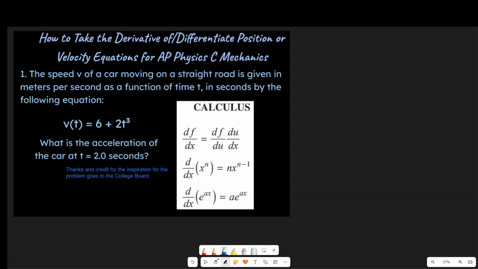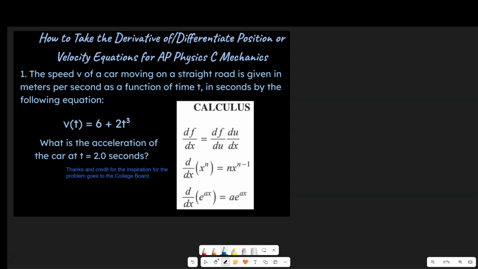This problem says the speed v of a car moving on a straight road is given in meters per second as a function of time t in seconds by the following equation. And then the equation is written out. What is the acceleration of the car at time equals 2 seconds?